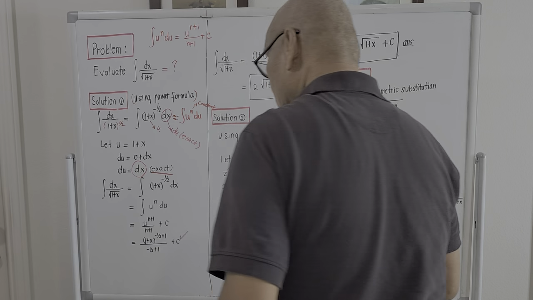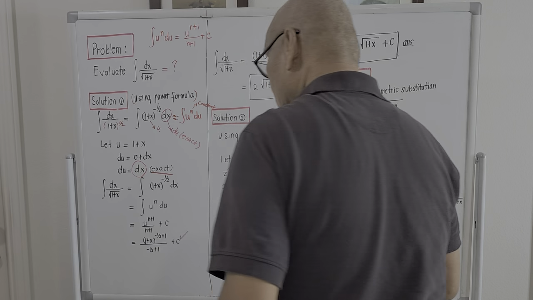Negative 1 half plus 1. Negative 1 half, 1 is actually 2 halves, right? So minus 1 half plus 2 halves will be 1 half. So the exponent now, negative 1 half plus 1, will just be simply 1 half. This is 1 half, all over 1 half.